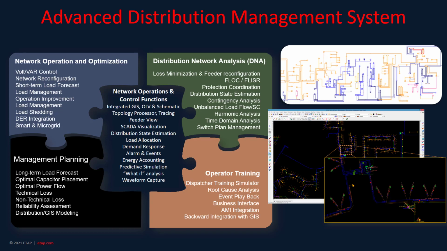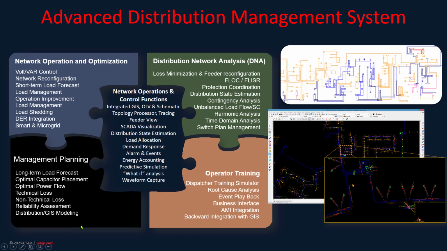And what I mean by that is the advanced distribution management system, as you can see here. Under network optimization, we could see, for example, what we saw earlier: the volt-var control, load management, DER integration. Over on the right-hand side, we saw the distribution network analysis, so, for example, protection and coordination, the unbalanced load flow. And then down below, we have management planning: long-term load forecast, optimum capacitor placement, optimum power flow, technical and non-technical losses, reliability assessment.